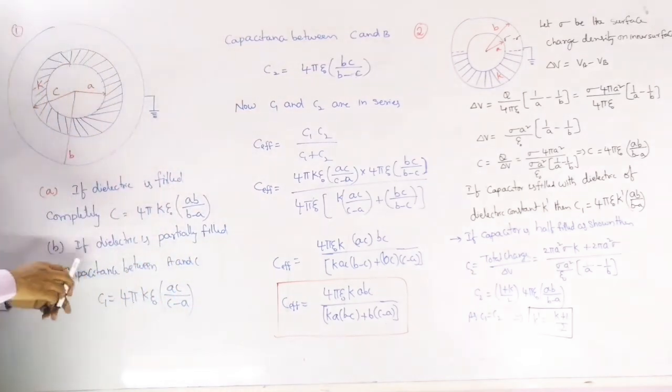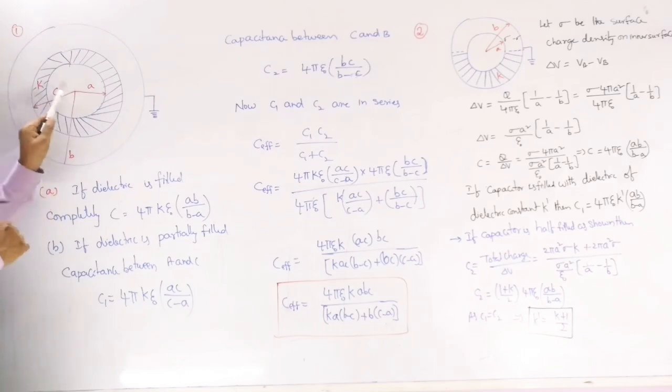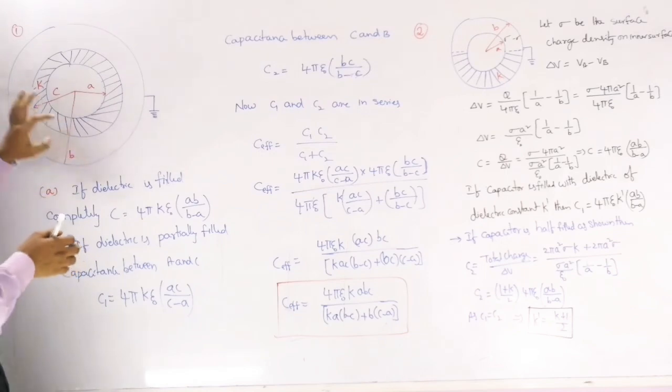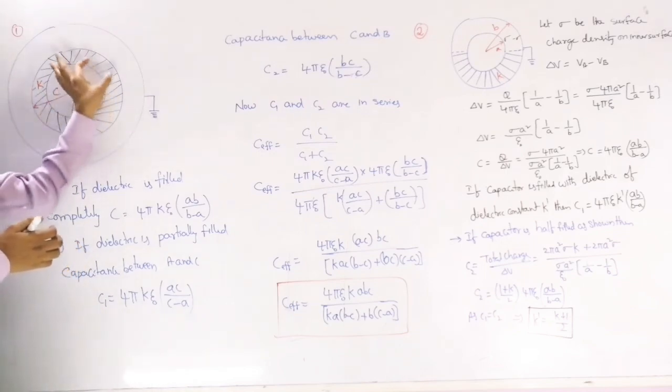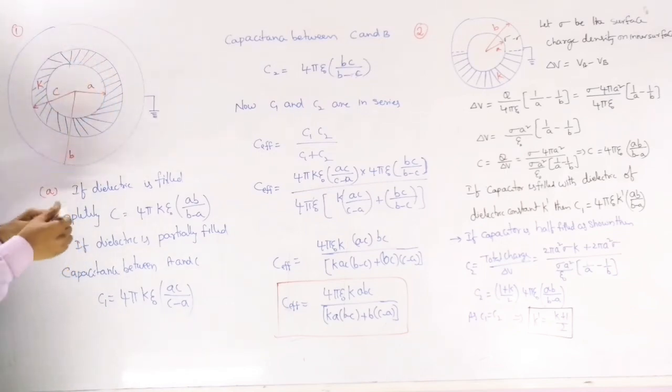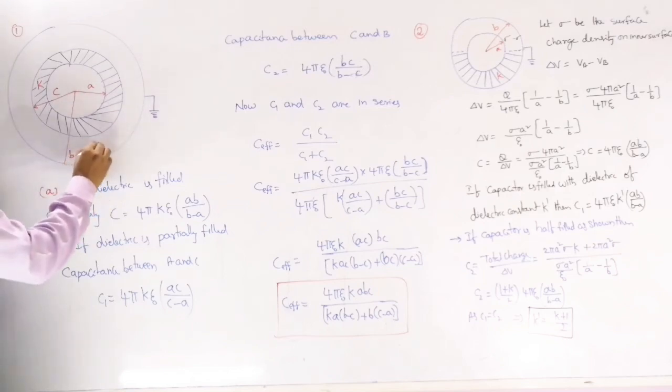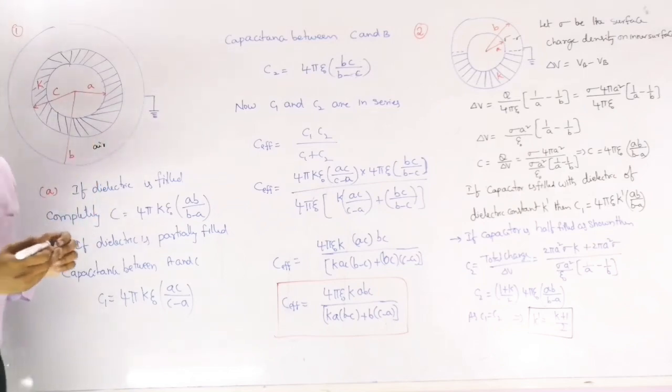And next I am taking the case when it is partially filled. Partially filled means it is given like this. This is the given information. It is filled like a concentric sphere only, of radius C. So up to that it is filled with the dielectric. So this is the dielectric medium, and this is the air medium. Air or vacuum you may consider here, right? So then it is partially filled.